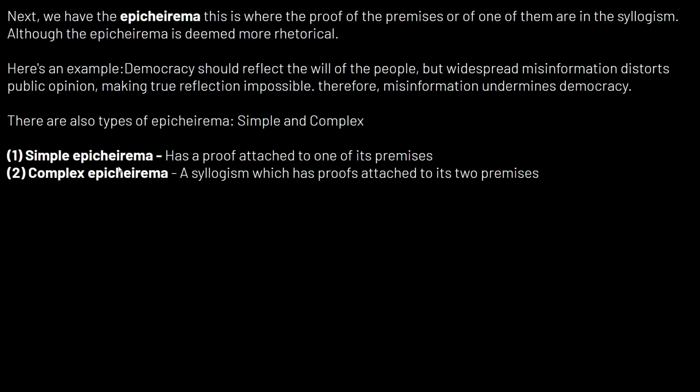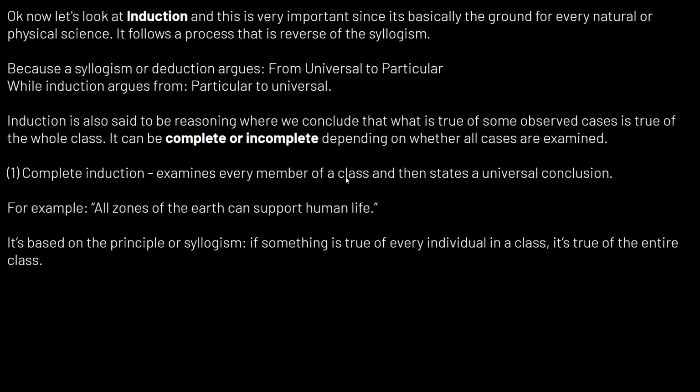First of all, a simple epikyrema has a proof attached to one of its premises. And two, a complex epikyrema is a syllogism which has proofs attached to its two premises. Alright, and that's basically it for the epikyrema. Now let's look at induction.